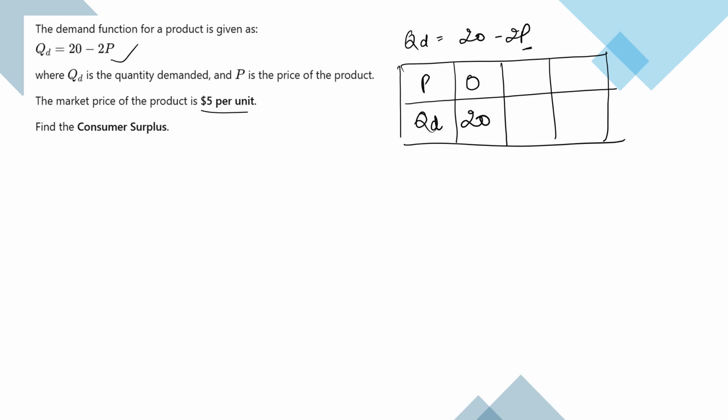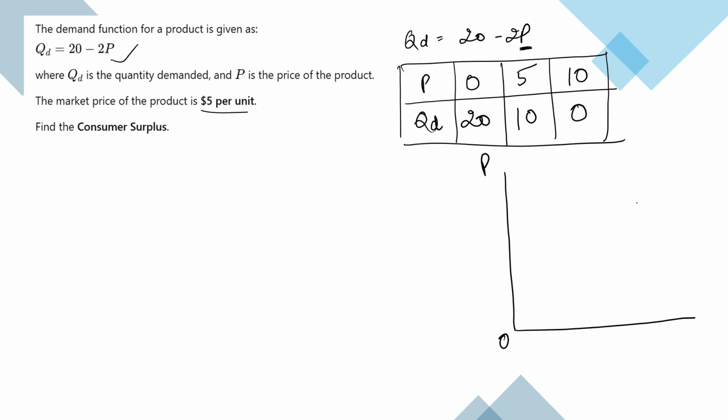And now let's say we take price as 5. When we put P as 5, it would be 10, and 20 - 10, the quantity demanded would be 10. Similarly, let's say we take price as 10. When we put P as 10, we get quantity demanded 0. So now we will draw the demand curve using these combinations.